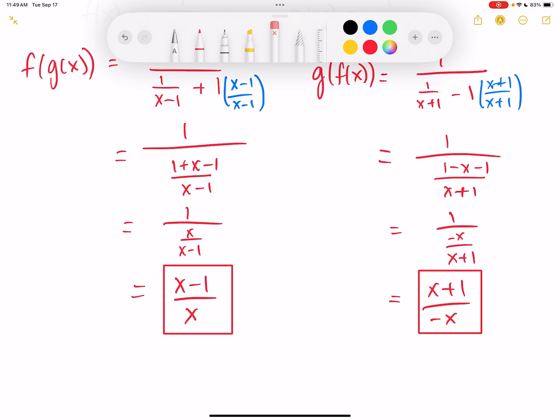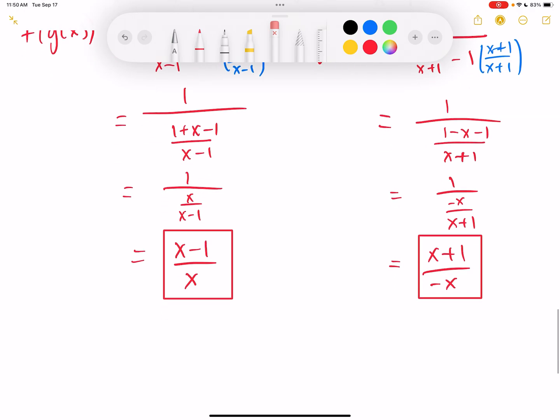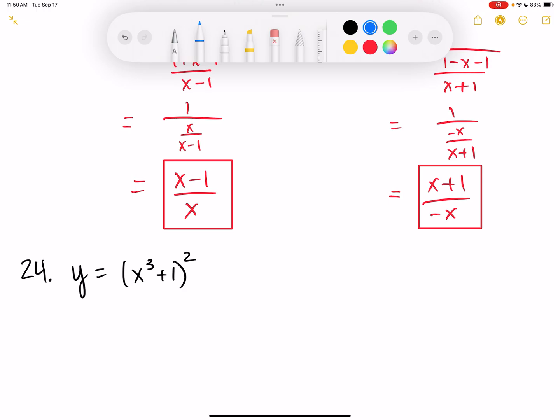All right, so on these ones, they're giving us two separate functions. We're combining them together into one. Now we're kind of doing the reverse. So what's going to happen is they give us a function y equals, in parentheses, x cubed plus 1, and then that whole thing is squared. And they want us to determine what f of x is and what g of x is. And there can be multiple possible answers for the particular situation.